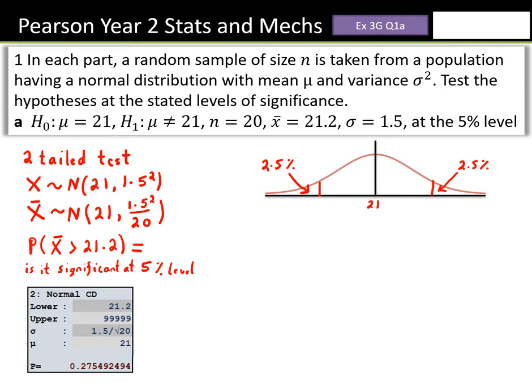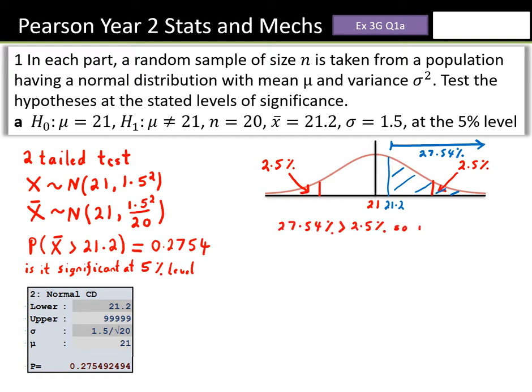And that gives us a value of 0.2754, so 27.54%. Let's put that on our diagram, see what happens. 27.54% of the time we'll get a sample mean of 21.2 or greater. So that's quite often, a lot more often than we need to get it to be significant. That would need 2.5% of the time.